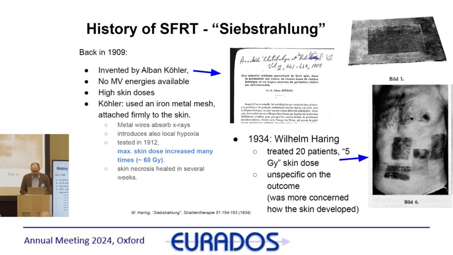Some pictures were then appearing in a paper from 1934 from Wilhelm Haring, where he treated 20 patients with what he said corresponded to 5 gray skin dose. He was unspecific on the outcome regarding tumors, but he was more concentrating on how the skin developed.